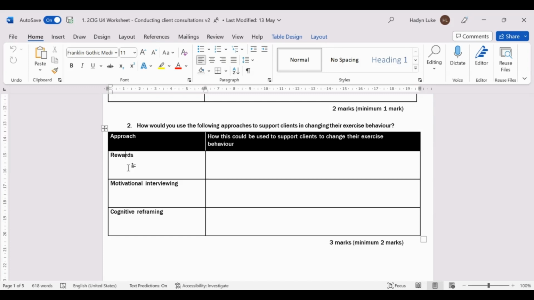Motivational interviewing is a technique that you would use at your consultation, as is cognitive reframing. So those two are specific behavioural change strategies where you'll have to go into your Unit 4 manual and just summarise how they can be used.